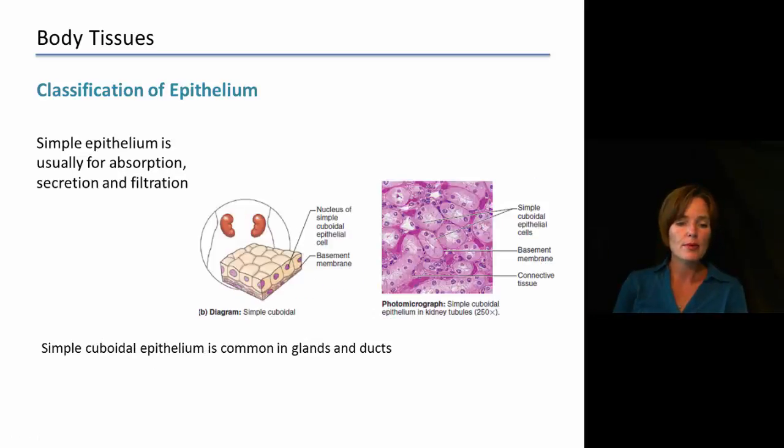Another type of simple epithelium is going to be the cuboidal type. This is very common in glands and ducts, and so you do see some examples of what those would look like here. Again, it's a single layer because it is simple, and cuboidal has to do with the fact that it's a cube-like shape.